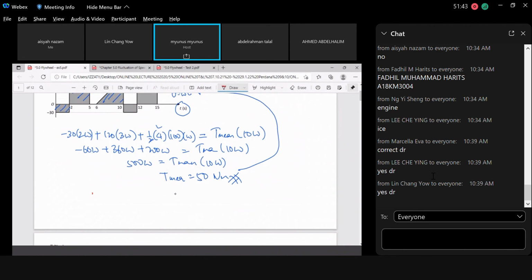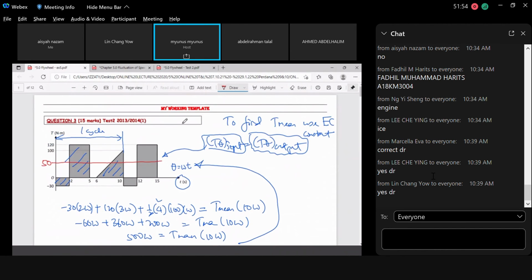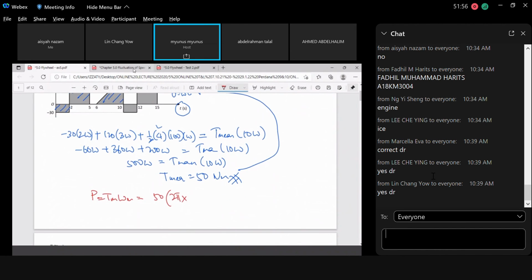So power is equal to T mean times omega mean, which is 50 times 2 pi. The mean speed provided here, what is the mean speed just now? 600 by 60, so this is 10, correct? Then you have 50 times 20 pi, which is equal to 1000 pi. Am I correct or not?